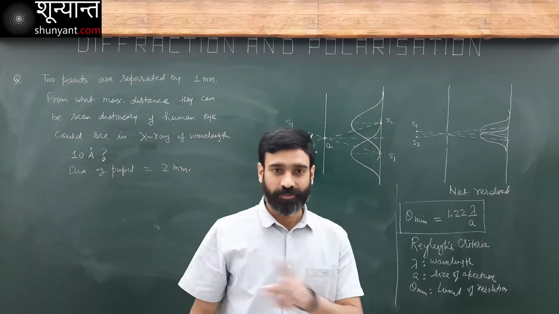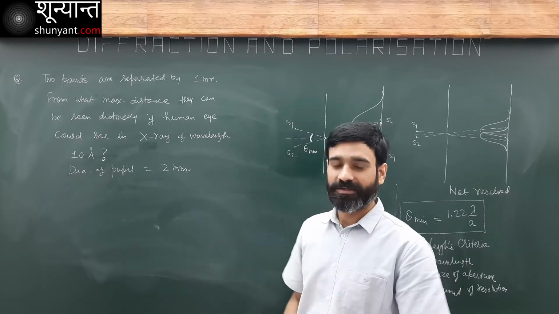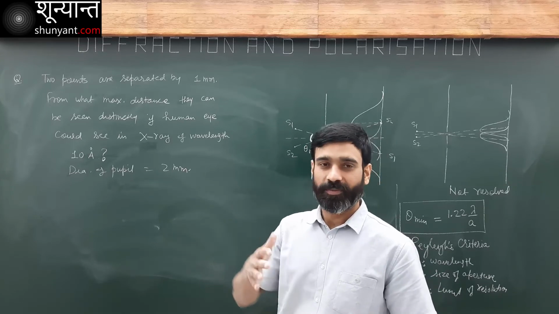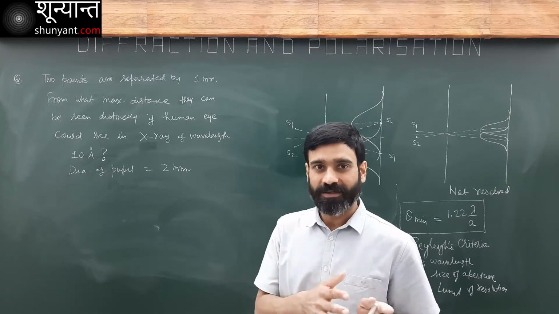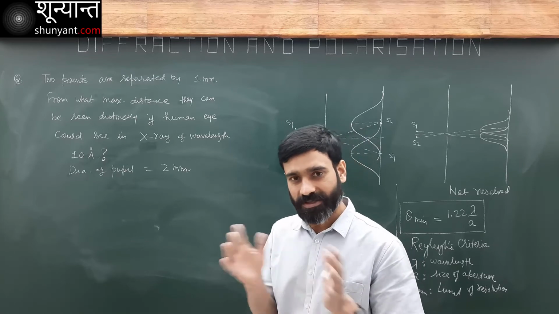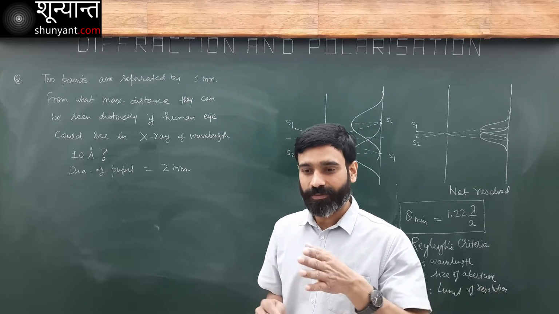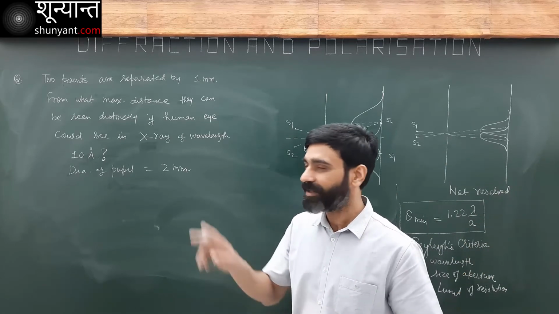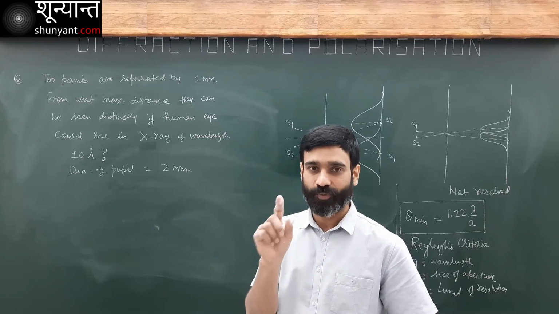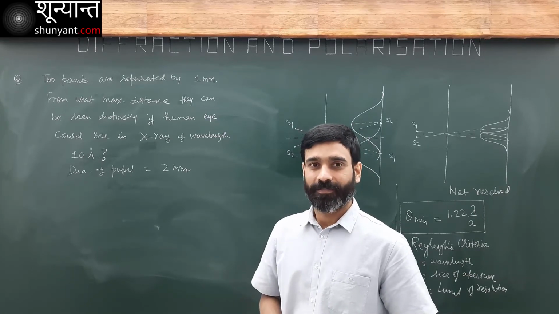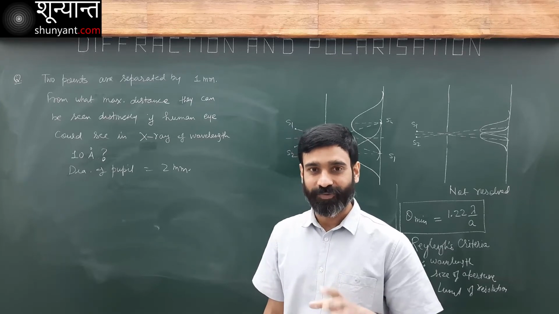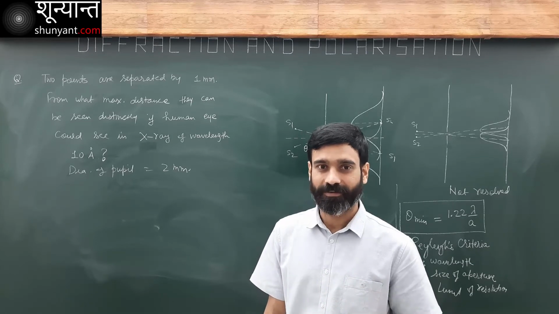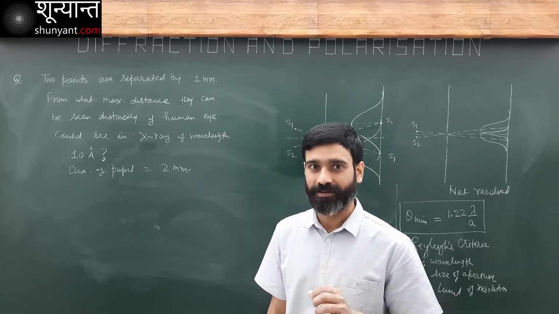Try to figure out. We just solved a problem of this type when the distance between two points is 1 millimeter. Then up to a maximum of 4 meter distance, I can see them as two separate points. If I am at a distance more than 4 meter, let's say 5 meter, 10 meter, 20 meter, then they will appear as one point. But that happens when I am seeing in visible light. Eyes are sensitive only to visible light.